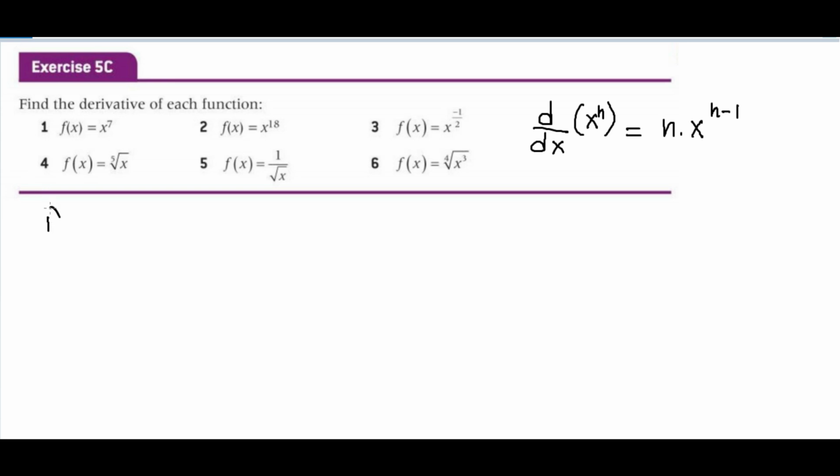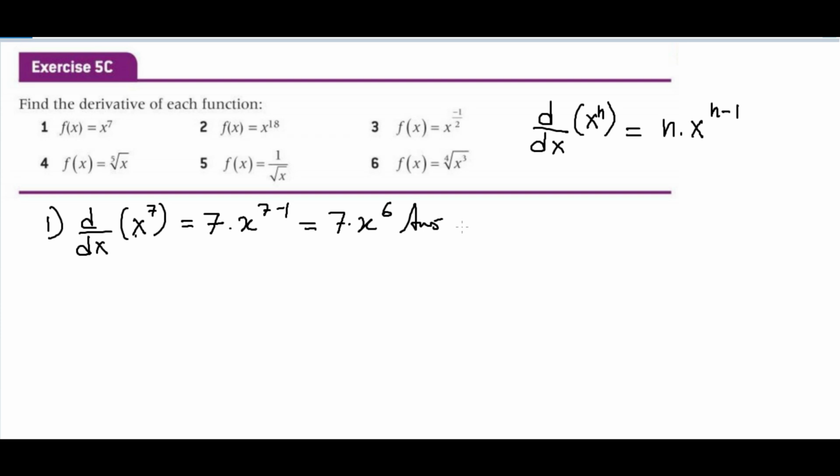In the first question, if you are going to differentiate this function, which is x to the power 7, then the n value is 7. So you need to write 7 here and then x, and then as the formula suggests, 7 minus 1. 7 minus 1 is 6. So 7 times x to the power 6. That's the differentiation of this.